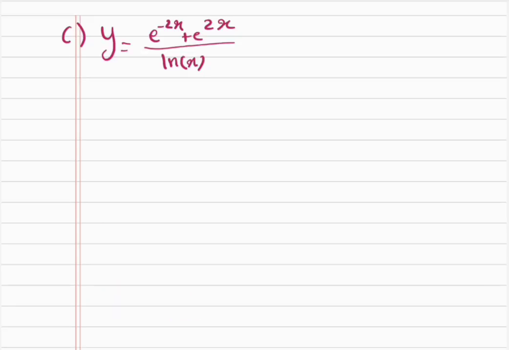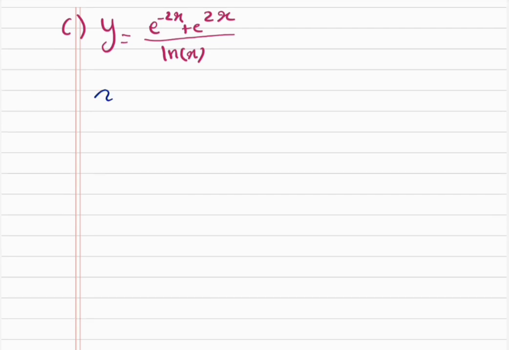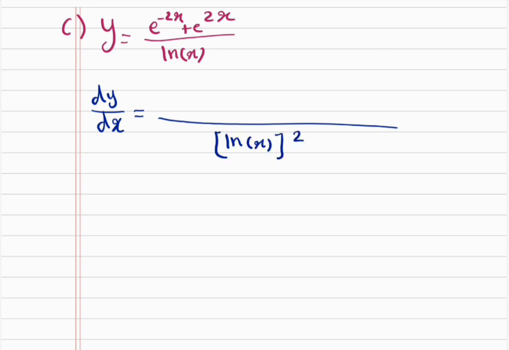So for this question, we want to differentiate, and obviously we need to use the quotient rule because we have a fraction. So we are going to start by squaring the denominator. That's always the first step in using quotient rule for differentiation. So we have ln x squared on the denominator, and then in the numerator the pattern is always the same.